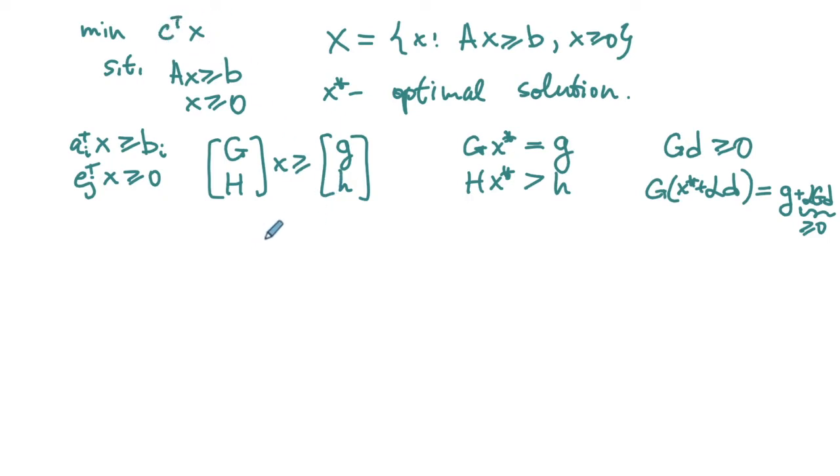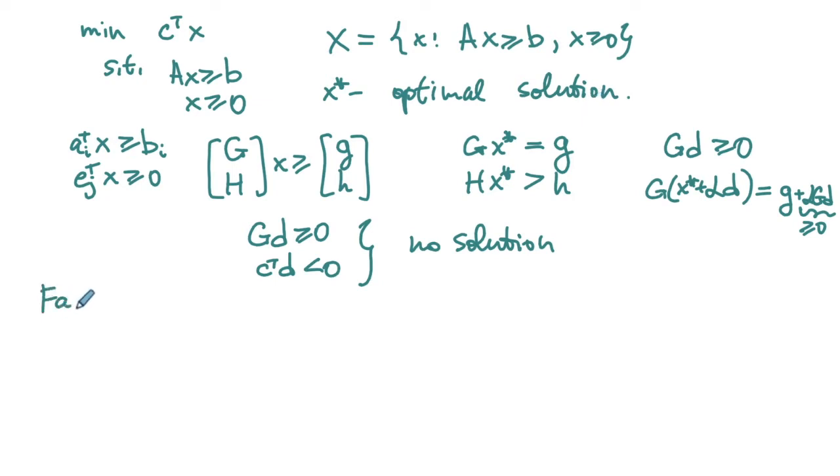So which means that if I write down the system Gd is greater than or equal to 0, so this represents the feasible directions, right? And then c transposed d is less than 0, which represents the fact that the objective will decrease along this direction d, then this system does not have a solution. If it did, this would mean that x star cannot be an optimal solution, right?